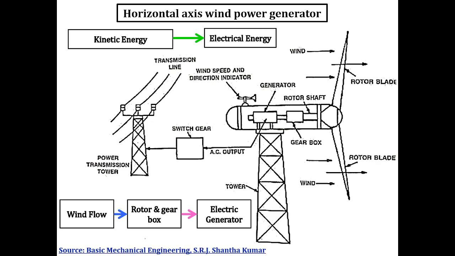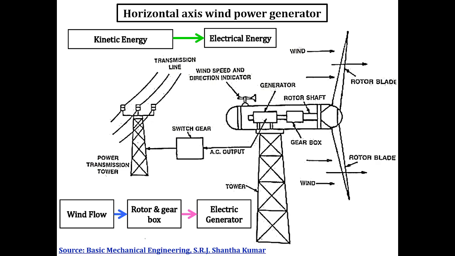The generator converts the mechanical rotational energy into electrical energy. The electrical output passes through switchgear and is then supplied to the power transmission system. The diagram also shows a wind speed and direction indicator which helps determine the prevailing wind conditions. So, the energy conversion sequence is wind flow to rotor and gearbox to electric generator to electrical energy.